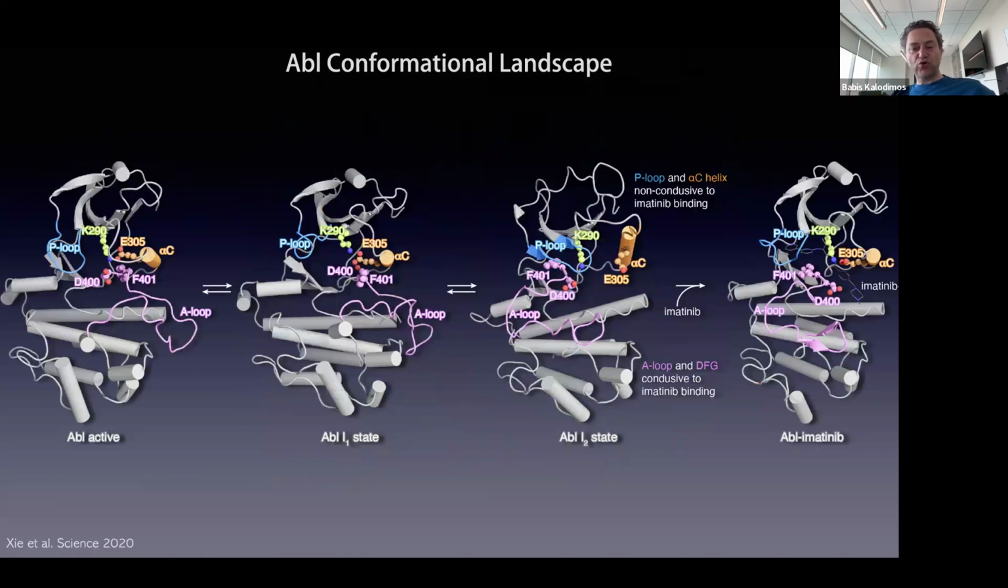Anyway, that really shows you the conformational landscape that we now have for Abl: the active state, the Abl I1 state, and the Abl I2 state. This is what we just described. And then how Glivec, imatinib, right? Imatinib is the generic name for Glivec. It really binds selectively to this I2 state to form the complex.